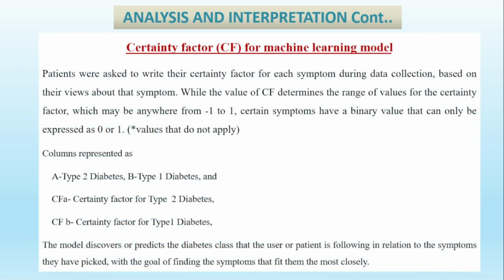Now, certainty factors. We have represented in column A type 2 diabetes and B type 1 diabetes. We represent A as type 2 diabetes, B as type 1 diabetes. Certainty factor A is for diabetes type 2 and certainty factor B is for type 1 diabetes.